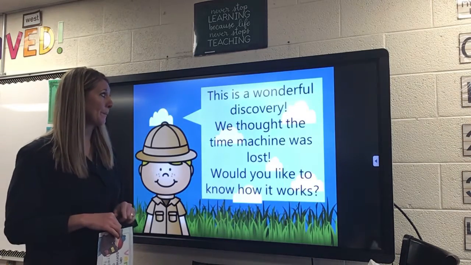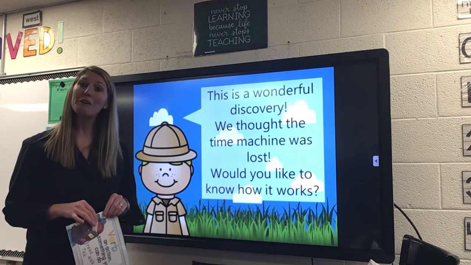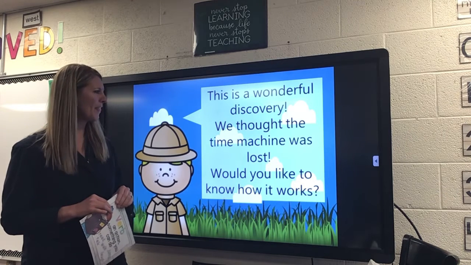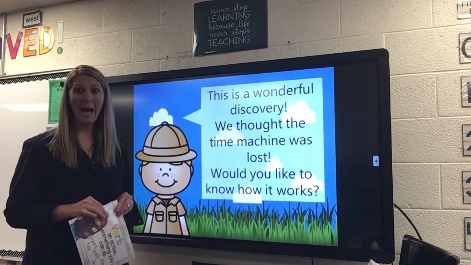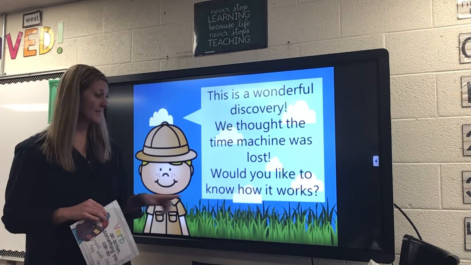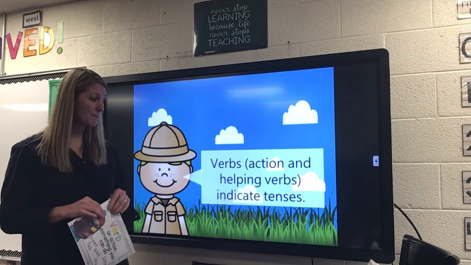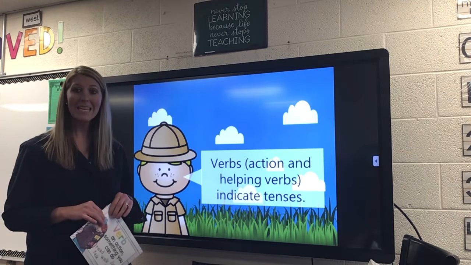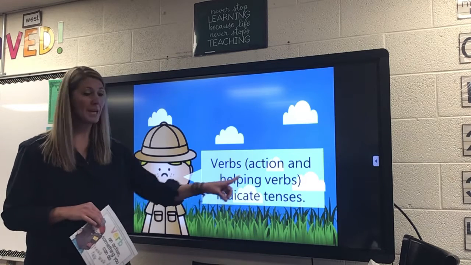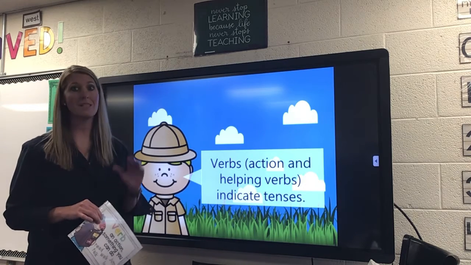So this is a wonderful discovery. We thought the time machine was lost. Would you like to know how it works? Verbs, which are actions, and helping verbs indicate tenses. And we're not going to worry about helping verbs yet, but just the verbs.